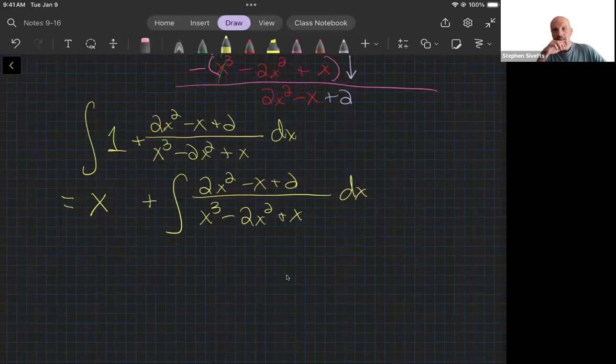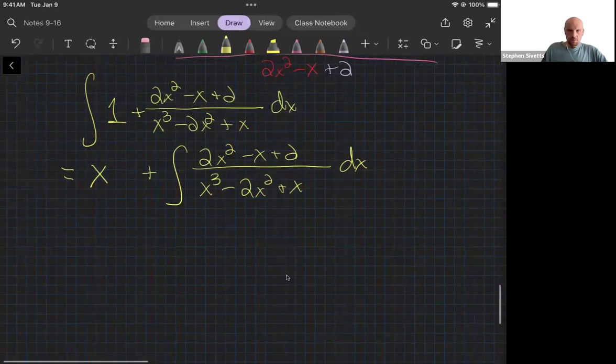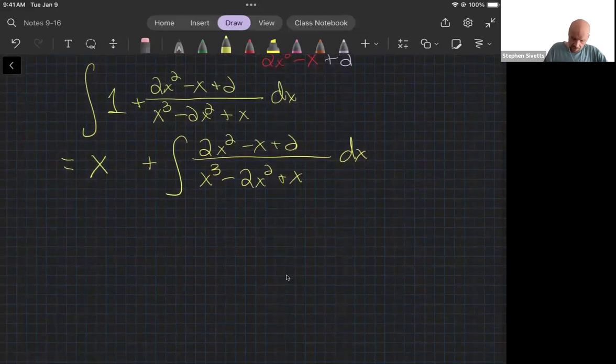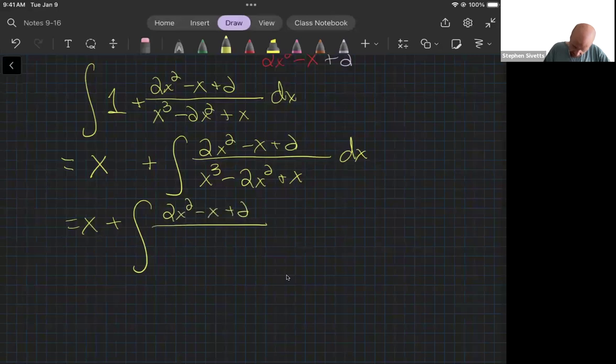Okay. All right. So now we have a rational function whose degree in the numerator is less than the degree in the denominator, right? So we can perform partial fractions decomposition for the second term. Okay. So step 1, we want to factor out the denominator, right? So this equals x plus the integral of 2x squared minus x plus 2 over, well, we can factor out an x, right? And this would be x squared minus 2x plus 1, right?